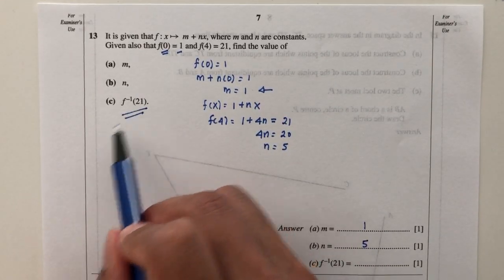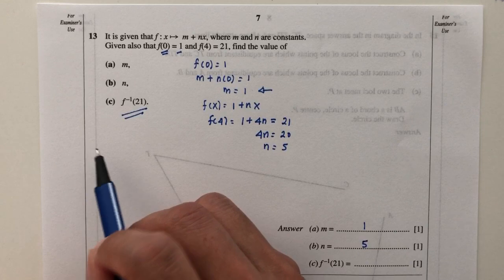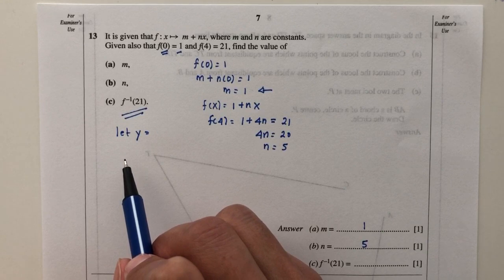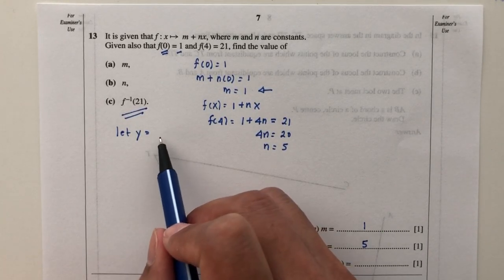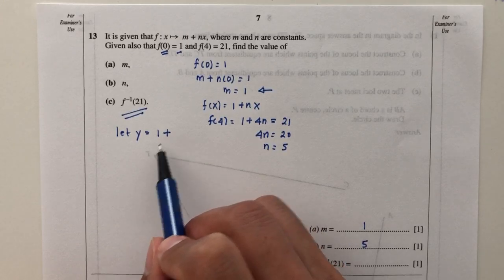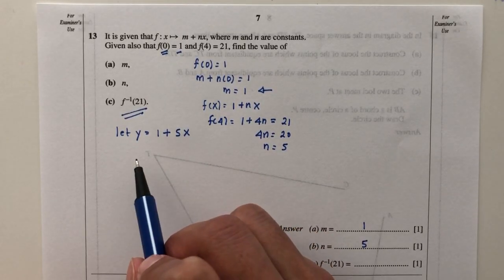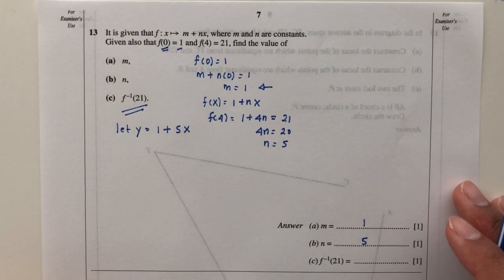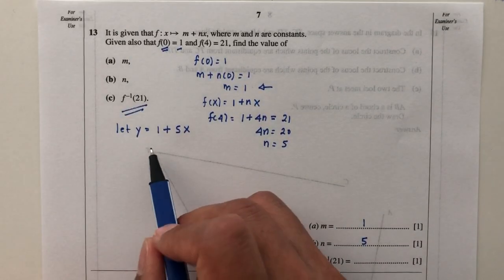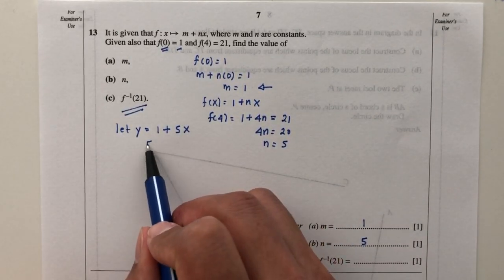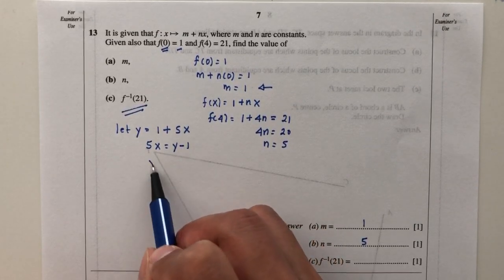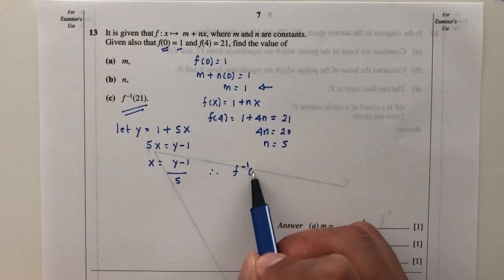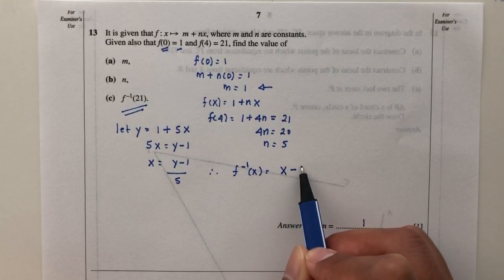So part C, find f inverse. So let y equal m plus nx. M will be 1, n will be 5, so 1 plus 5x. Find the value of the inverse. So we have to make x the subject of the formula. We have 5x equals y minus 1. X will be y minus 1 divided by 5. So in this case, f inverse of x will be x minus 1 over 5.